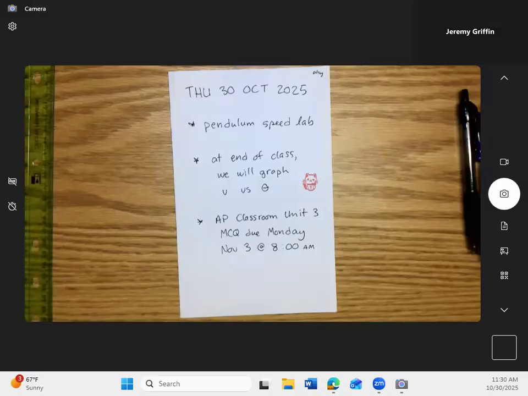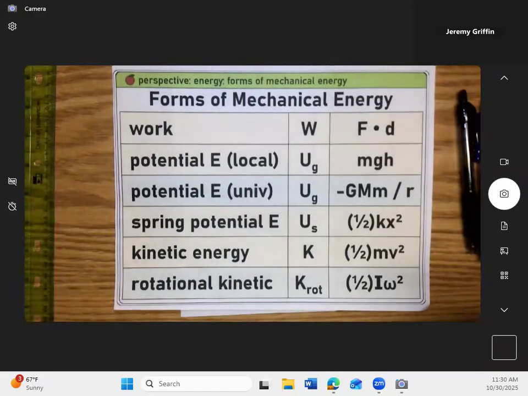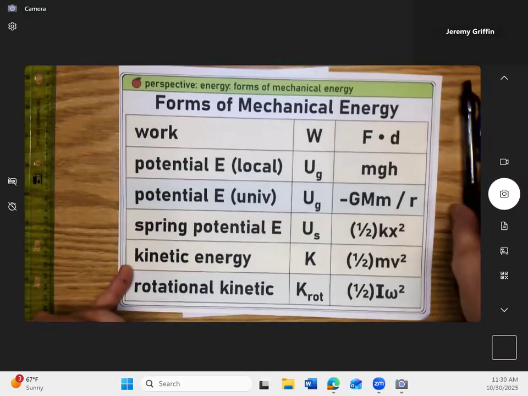Recording as well, it's Thursday, October 30th. We're going to take today to do a lab day. You guys remember the last few days when we talked about energy, forms of energy, conservation of energy. These are forms of mechanical energy. You guys remember that? Okay.